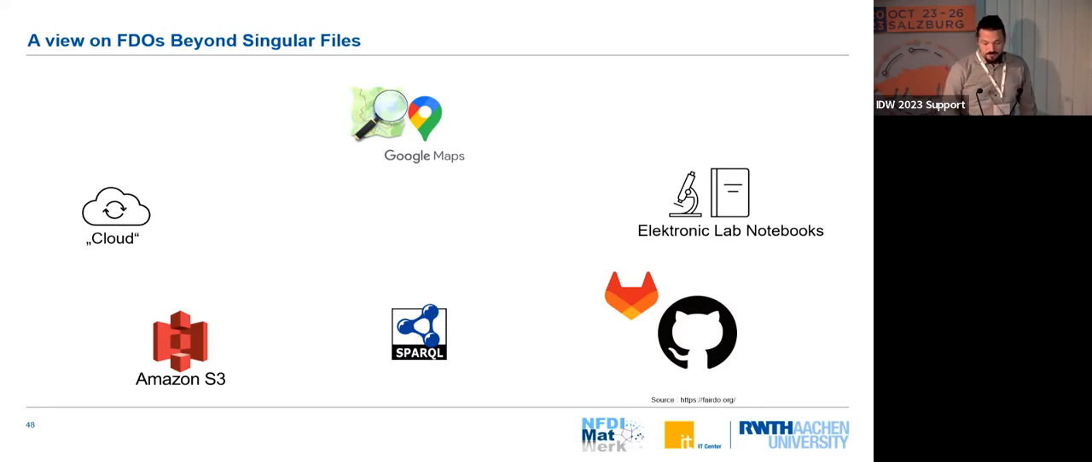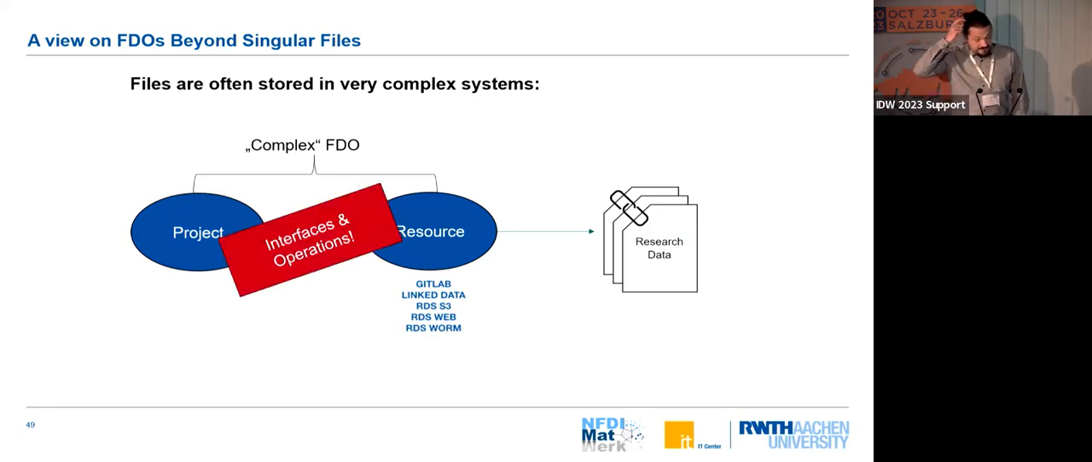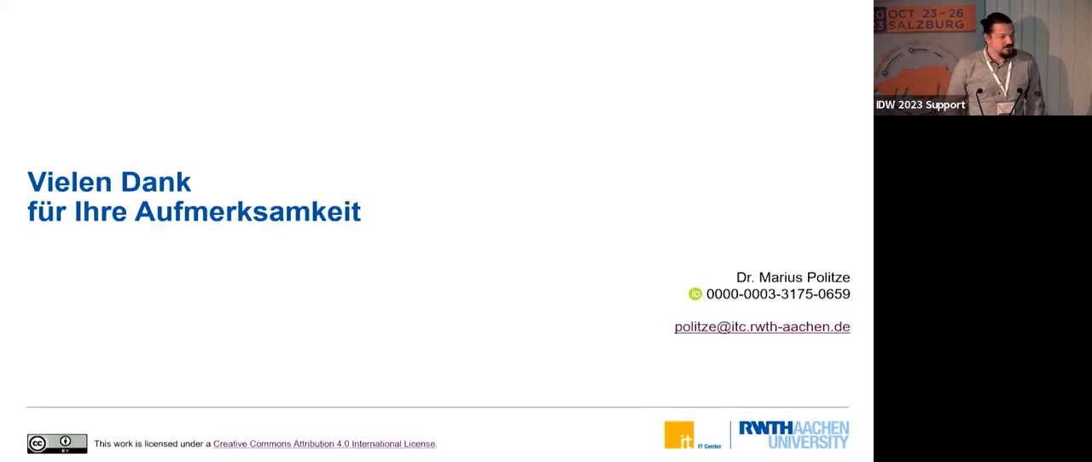We have Git or source code repositories. And that boils really down to: how do we describe these kind of more complex FAIR digital objects, and how do they work? And we've seen that in the previous talk. I guess we have to talk about interfaces and operations, and think about how they can be represented nicely in the FAIR digital objects. And with that question or task or invitation for discussion, I can close our talk and thank you for your attention. And I hope we stay more or less in time.